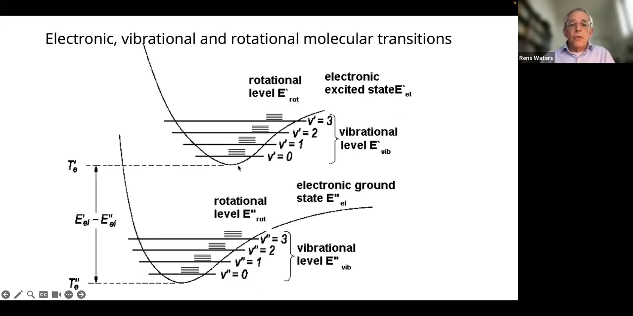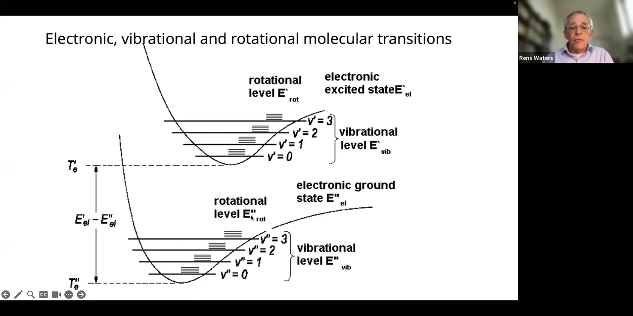Then if we switch to molecules, as you saw last week, molecules can have vibrational, electronic vibrational and rotational transitions. And this is depicted in this diagram where you see a potential well of a molecule that can go from the ground electronic state to an excited electronic state. And within those electronic states, the molecules can have both vibrational energy levels and rotational energy levels.